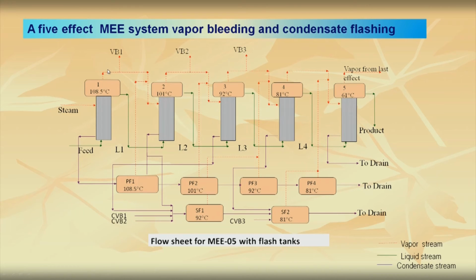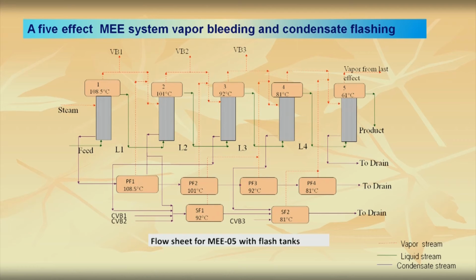There is another thing which is being used also. Whatever vapor is being generated here, I am taking a part of vapor called VB1 from this first effect, and I can utilize this vapor for heating in some other equipment. If I do so, I do not have to create a boiler to generate steam. This is the advantage, but this decreases the steam economy of the evaporator network.